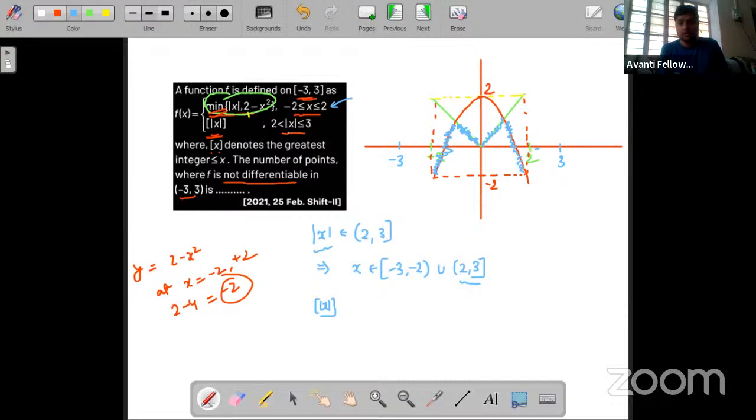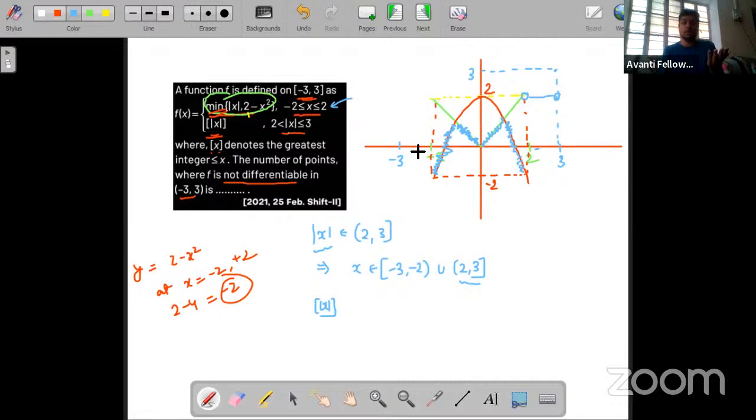So 2 is not taken. So here we'll put an open circle, then the value is 2. Now at x is equal to 3, what is the GIF? GIF of 3 is 3. So here we should put a hollow circle, and at x is equal to 3 we'll be getting exactly 3. So this is 3. Clear?